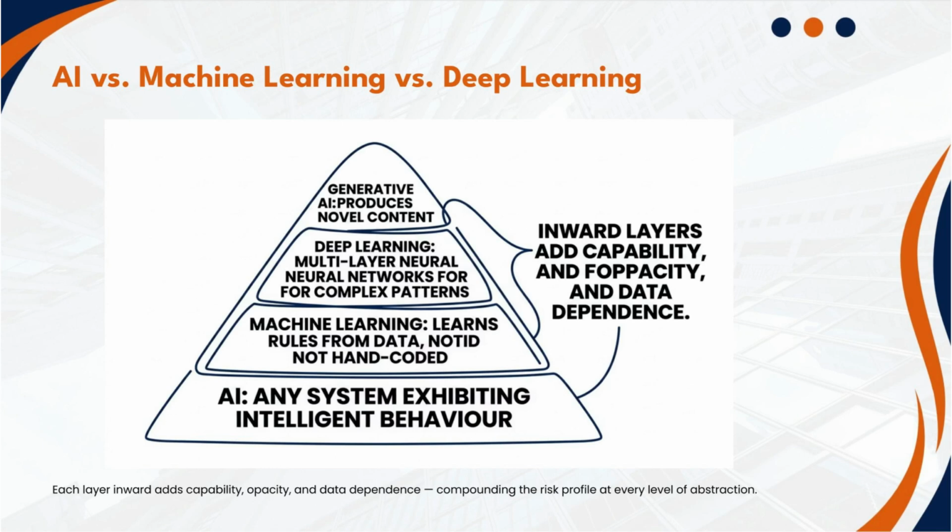Your spam filter is machine learning. Your fraud alerts are machine learning. And inside that sits deep learning. Machine learning using neural networks with many layers, which lets it handle messy, unstructured things. Images, speech, language. The large language models everyone's talking about live here.